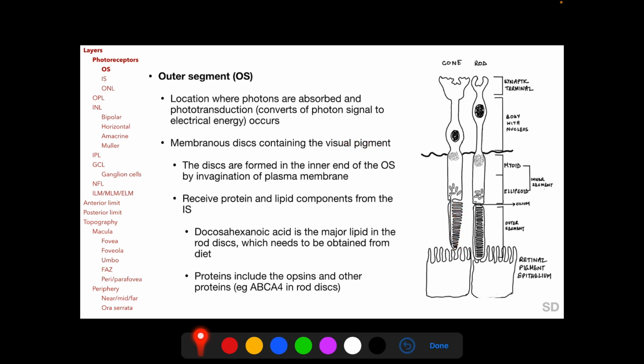These discs are formed in the inner end of the outer segment by invagination of the plasma membrane, and they receive their protein and lipid components from the inner segment. Docosahexaenoic acid is the major lipid in the rod discs, which needs to be obtained from diet. And the proteins include the opsins or the visual pigments and other proteins such as ABCA4 in rod discs. Mutations in ABCA4 have been implicated in Stargardt's disease, retinitis pigmentosa, and age-related macular degeneration.